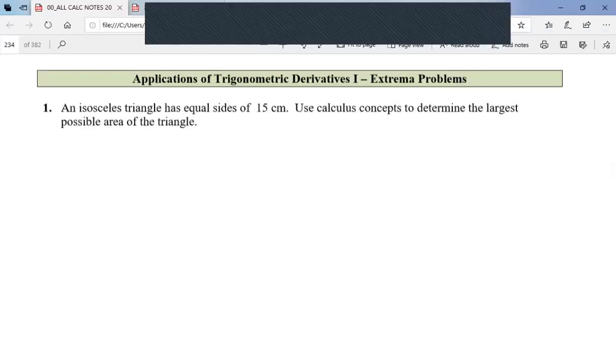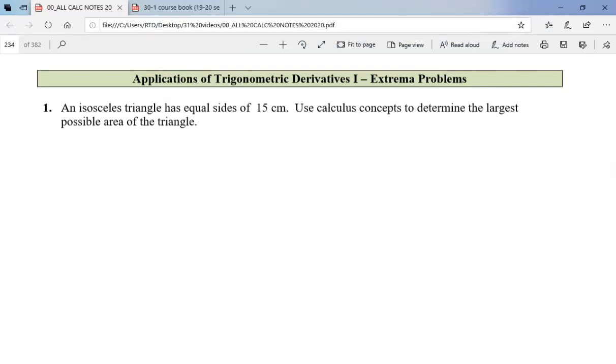All right, so here we go in our next section. This is 4.5, application of trigonometric derivatives, extrema problems. So we're doing max-min problems. We're looking to maximize or to minimize something that's asked for in this question. So section 4.5, here we go with this one.